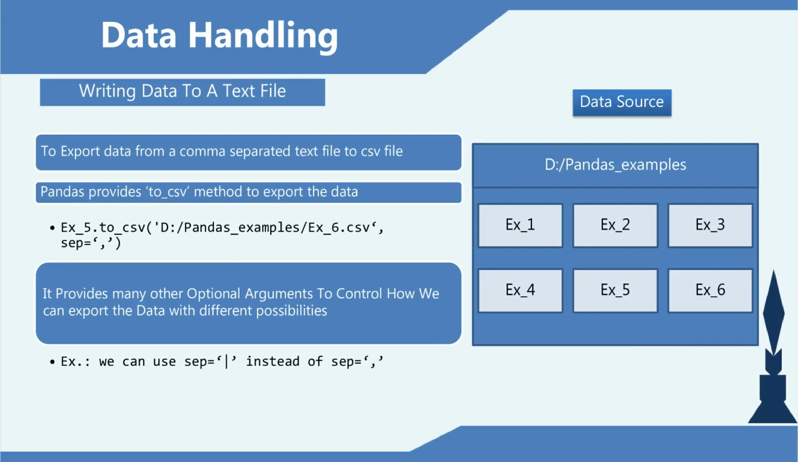To export or write CSV files to another CSV file or text file, we can use the to_csv method provided by Pandas. The to_csv method offers a variety of parameters to control how we export the data into text or another CSV file. For example, we can use a vertical bar instead of a comma to separate the fields of the CSV file or text file.